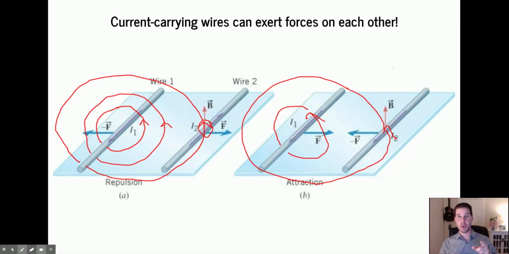And just like before, if you were to reverse it and start this problem by looking at wire 2 instead of wire 1, you would get the same result. So these 2 wires are both mutually attracted to one another, just like the 2 wires in the reversed example were mutually repelled by one another.